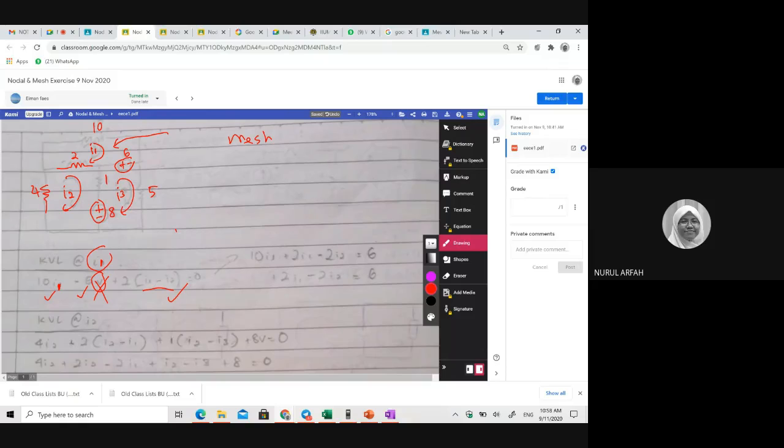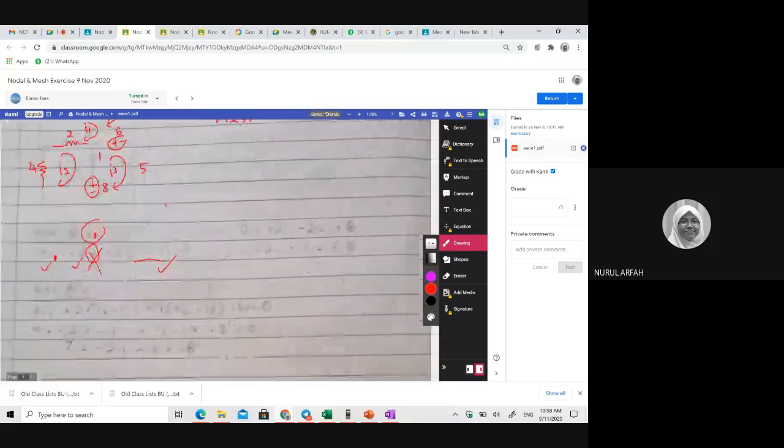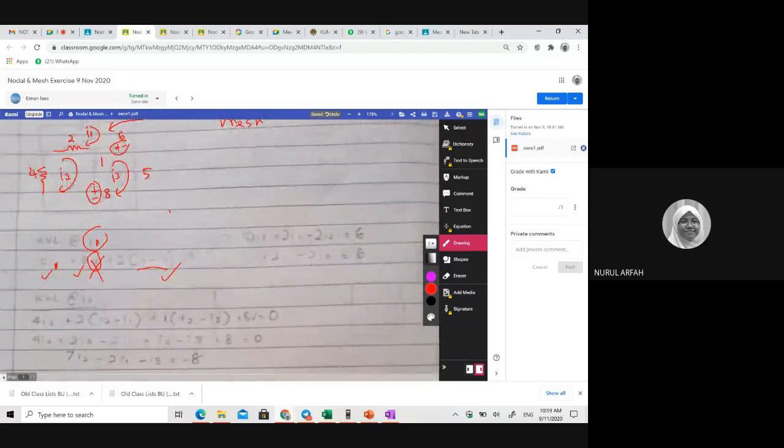Group number 9. And then KVL at I2. You start from 4, correct. 4 I2 plus 2, I2 minus I1, correct. Plus 1, I2 minus I3, correct. And then plus 8. Please do not put any unit.